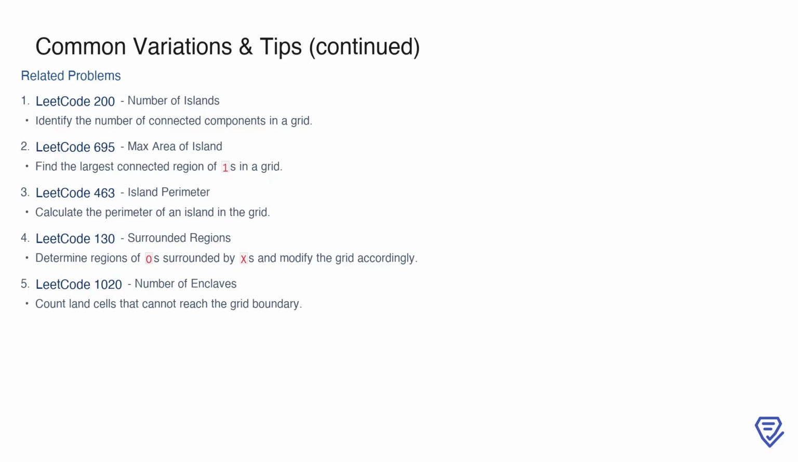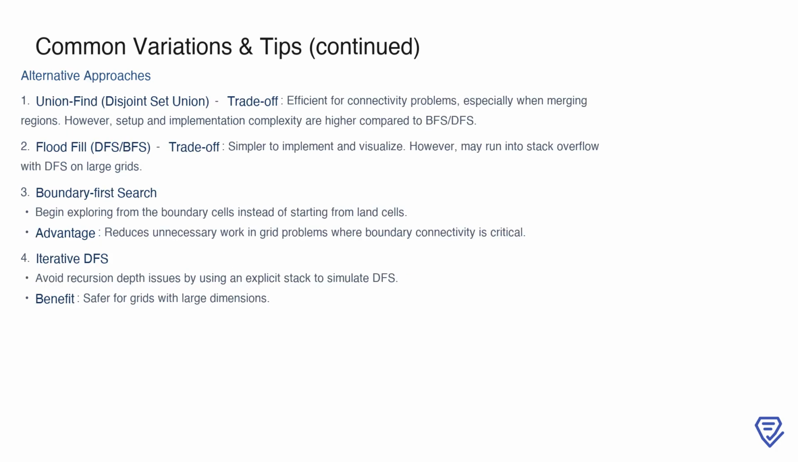Then there's LeetCode 463, Island Perimeter, which requires calculating the perimeter of an island, a slightly different but related task. LeetCode 130, Surrounded Regions, involves modifying the grid to identify regions completely surrounded by boundaries. And of course, LeetCode 1020, Number of Enclaves, which you're working on, asks you to count land cells that cannot reach the boundary. By studying these problems, you can strengthen your ability to recognize and adapt to variations in grid-based challenges.